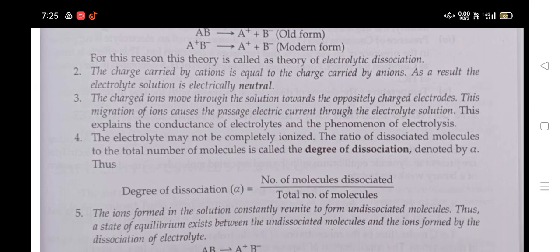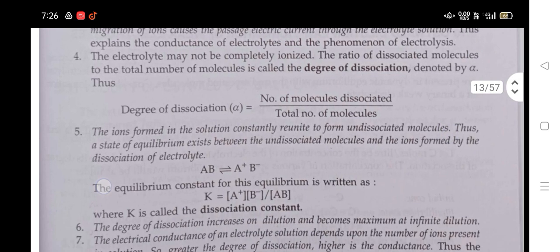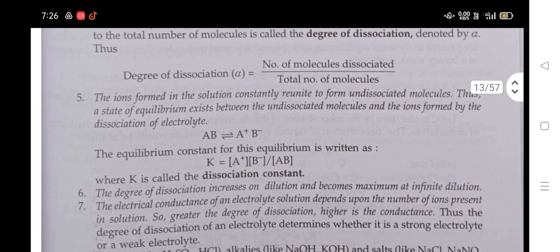Fourth, the electrolyte may not be completely ionized. The ratio of dissociated molecules to the total number of molecules is called the degree of dissociation, denoted by alpha. Degree of dissociation is equal to the number of molecules dissociated divided by the total number of molecules.